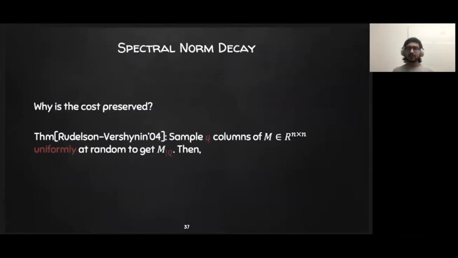Okay, next, in order to analyze the cost after the sketch, we appeal to what are known as spectral norm decay results. Here we are given an arbitrary matrix M, which is n by n, and we sample q columns of this matrix uniformly at random. After sampling the columns, we denote the resulting matrix by M sub q. We are interested in the question of how the spectral norm of M sub q relates to the spectral norm of M.